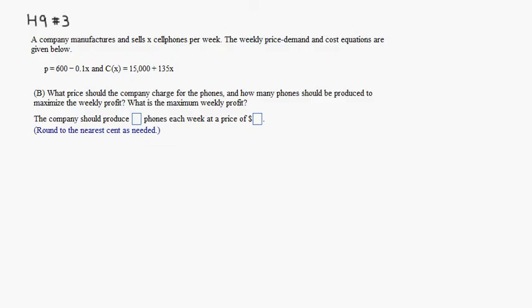Okay, so we need to find a profit function. The profit function P of x is simply the difference between the revenue function and the cost function, because the difference is the profit. So we know that 600x minus 0.1x squared is the revenue function. Then we need to subtract the cost function, which is 15,000 plus 135x. So which comes out to be, you have the x squared term is negative 0.1x squared, then you have 600x minus 135x.